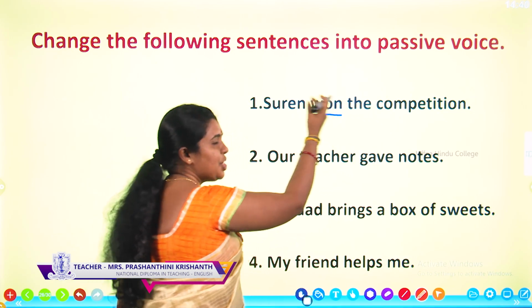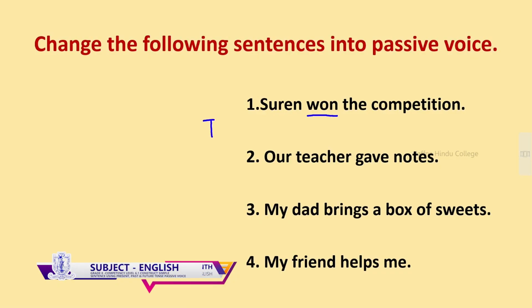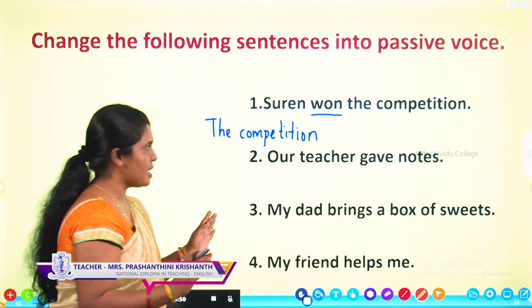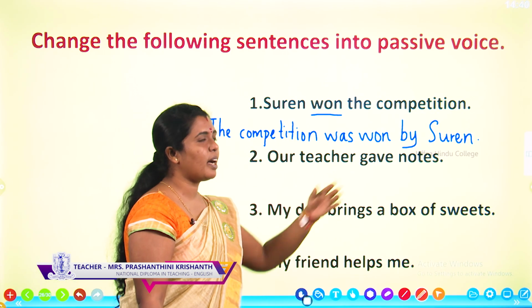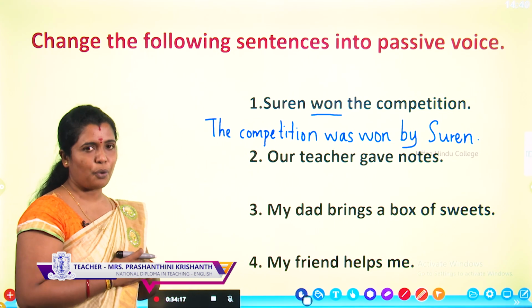We have to take the competition first. So the competition, what is the helping verb here? Was or were? Was, because it is singular. So the competition was past participle form of the win. Same. Won by, who is the doer? Suren. Okay, the competition was won by Suren. So this is passive voice.